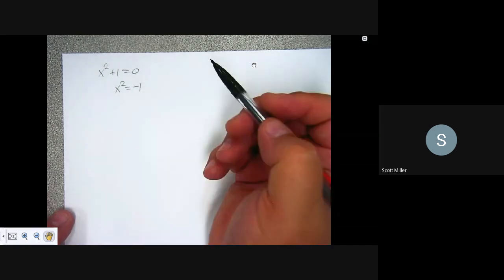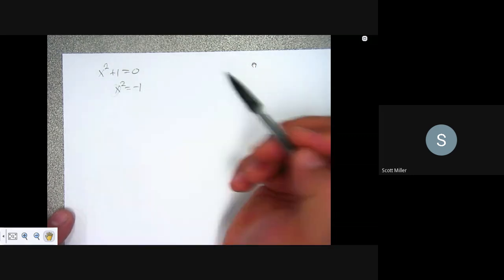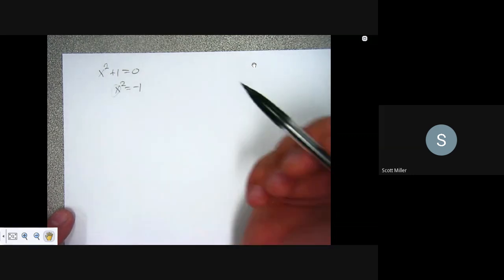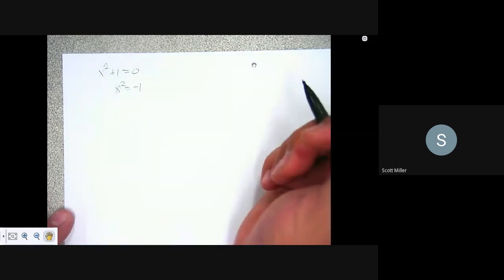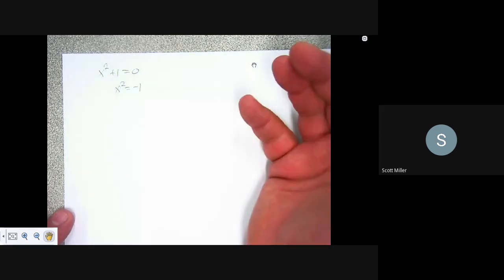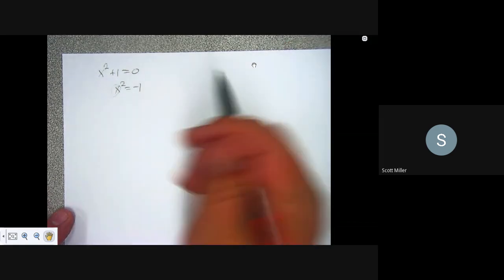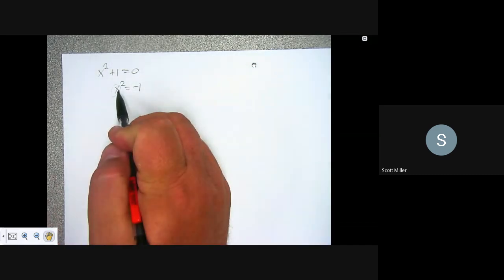So the question is, there has to be a number that if I square it, I get negative 1. Is that even possible? The answer would be not in the real numbers. There is no real number that I can square and get a negative value. The real numbers are on the number line. Any positive number that I square will give me a positive answer. Any negative number I square will give me a positive answer. If I square 0, I get 0. So there is no real number on the real number line that will square and give me a negative.